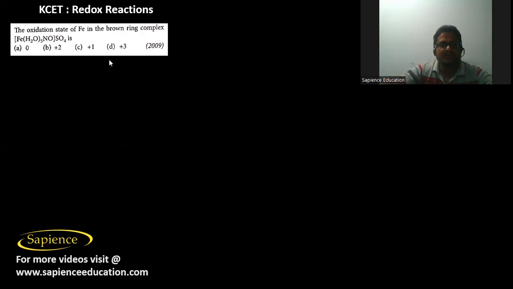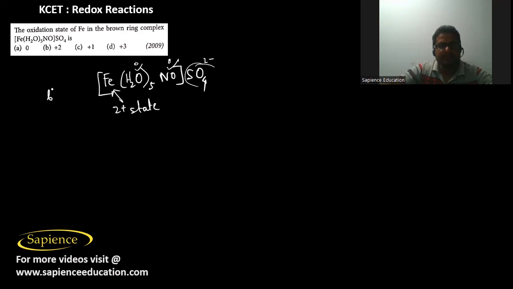Then here it is told the oxidation state of iron. The oxidation state of Fe in the brown ring complex [Fe(H2O)5NO]SO4. So for the sulfate ion, it is in the 2 minus state, and the charge of NO and H2O will be 0 only, and the charge for the sulfate ion is 2 minus. So iron should be in 2 plus state. So option B is the correct answer.